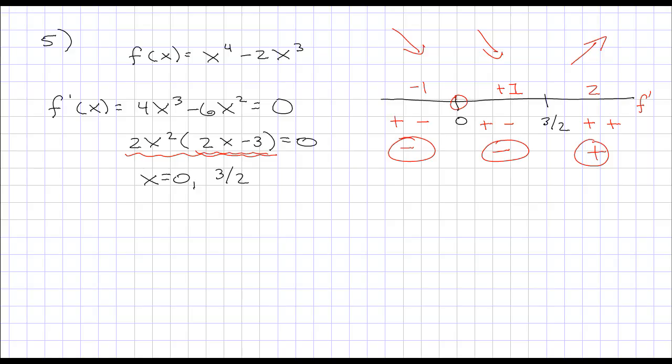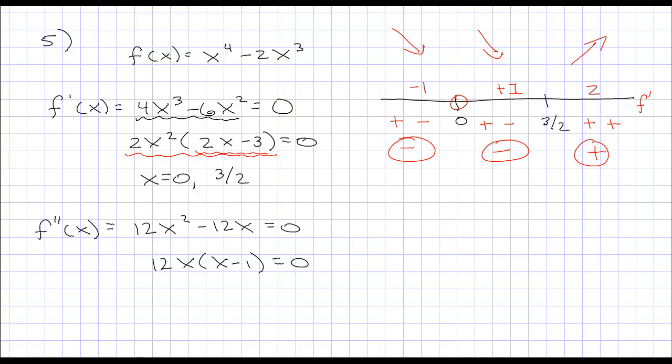Okay, now for the second derivative. Let me switch back to black here. F double prime. So I'm going to go back to this part, the 4x cubed minus 6x squared. Take the derivative of that, so that's going to be 12x squared minus 12x. Set that equal to 0. And if I factor out a 12x, that will leave me x minus 1. So either x is 0 or x is 1.